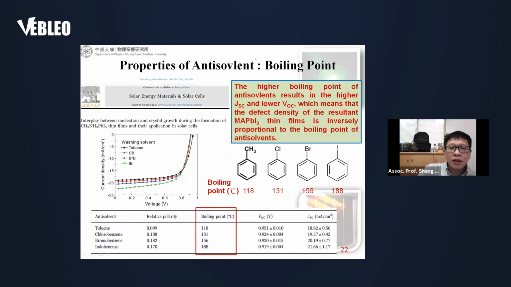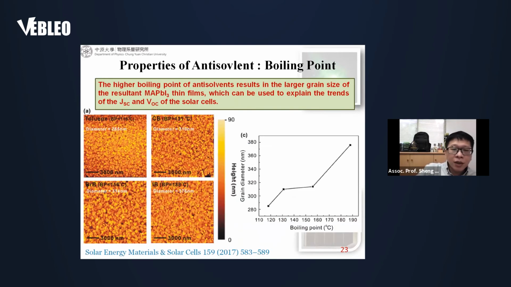And we also tried to understand the boiling point of the anti-solvent. What's the effect from this parameter? So we change the boiling point of the anti-solvent from this degree to this degree. So when we increase the boiling point, you can see here the JSC can be increased. However, the VOC is decreased also. But overall, the efficiency can be increased by using a higher boiling point anti-solvent. The main reason is that when we increase the boiling point, the surface roughness can be kept. However, we can slightly increase the grain size.